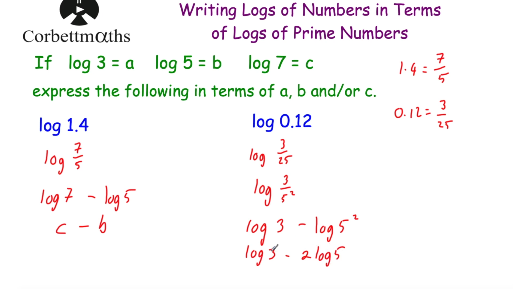And then finally, log 3 is equal to a, so that's a minus, and then 2 times log 5, log 5 is equal to b, so it's going to be 2b. So that would be equal to a minus 2b. Okay, let's have a look at the next one.